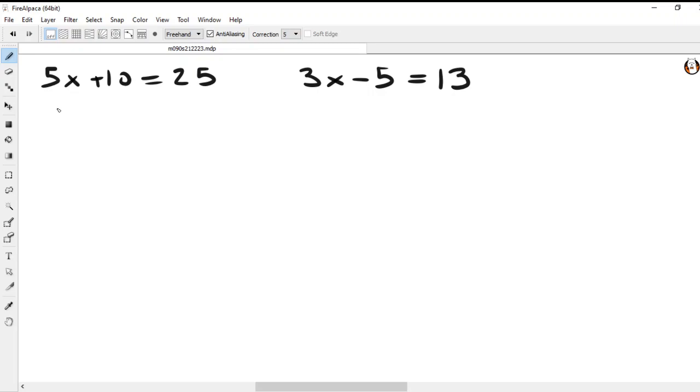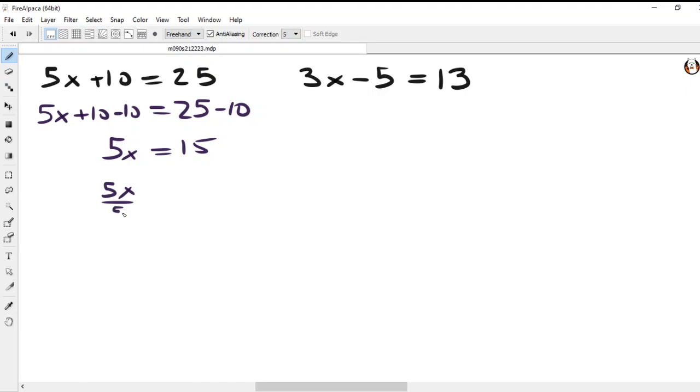And the key here is to do everything in the proper order. That means taking 5x plus 10 and subtracting 10 first. So we have 5x plus 10 minus 10, and that's equal to 25 minus 10. After we do that subtraction, we get that 5x is equal to 15. So now we divide both sides by 5. 5x divided by 5 is equal to 15 divided by 5. So x is equal to 3. 15 plus 10 is 25. That checks out.